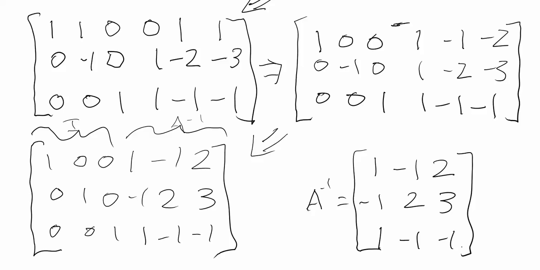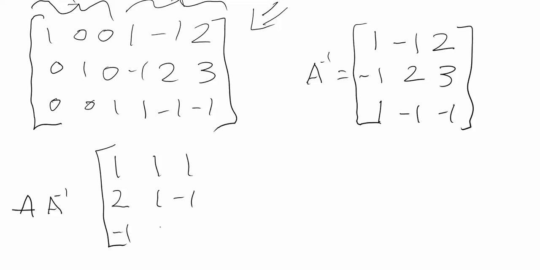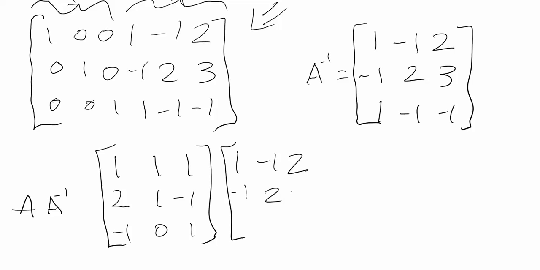And the way we check that, it's always good to check your work in something like this, is we'll take A times A inverse, and we'll multiply them. And our A was 1, 1, 1, 2, 1, minus 1, minus 1, 0, 1, and we'll multiply that by 1, minus 1, 2, minus 1, 2, 3, 1, minus 1, minus 1, and see what we get.